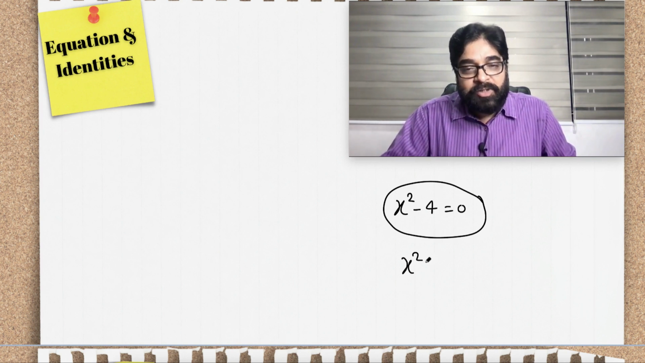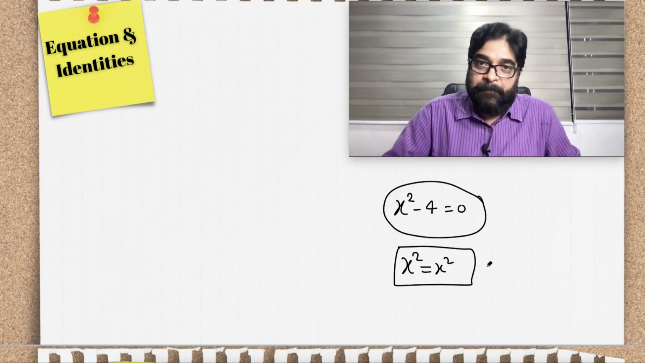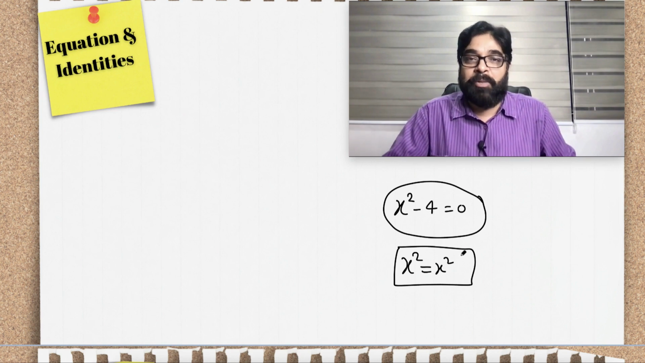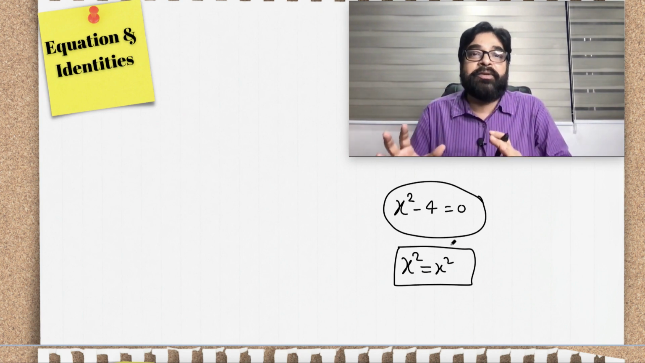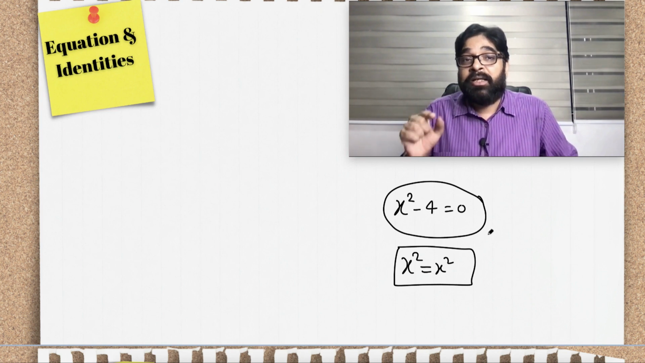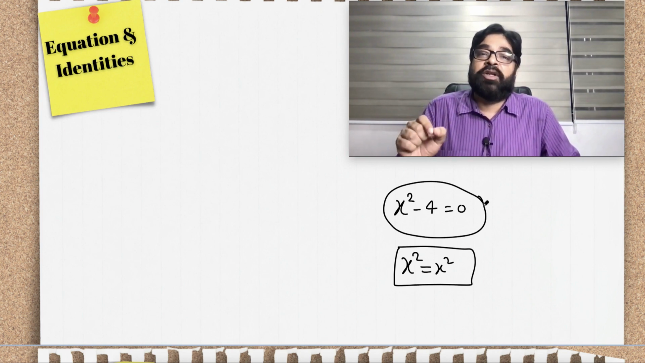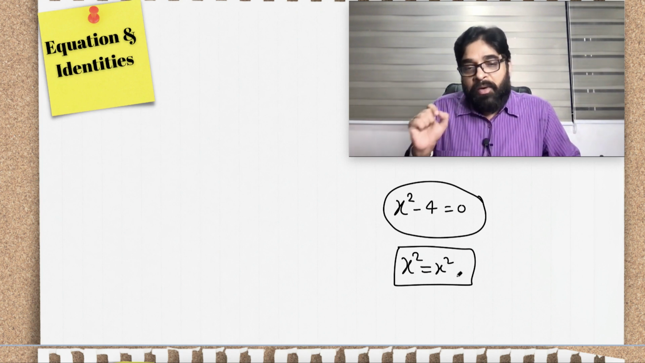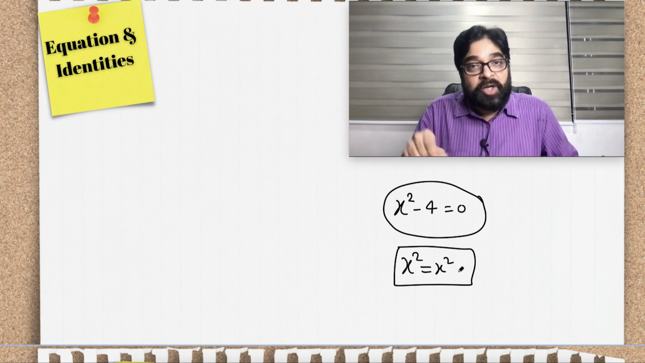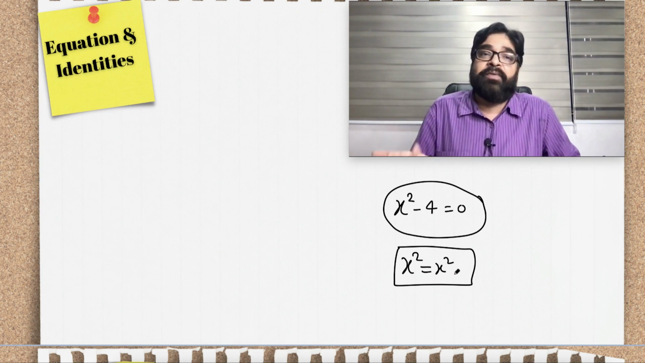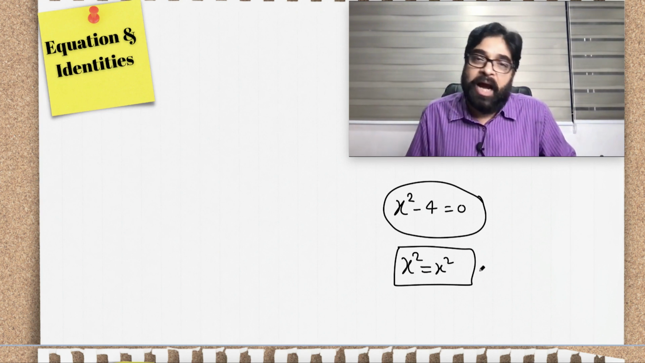But if I say x square equal to x square, this is called the identity, because this is always true. Of course, the question will not be asked to you this way, but you should understand the difference between the equation and identity. An equation is that which is true for certain values of x under some condition. An identity is also an equation, but one which is always true for any value of x. That will be called the identity.